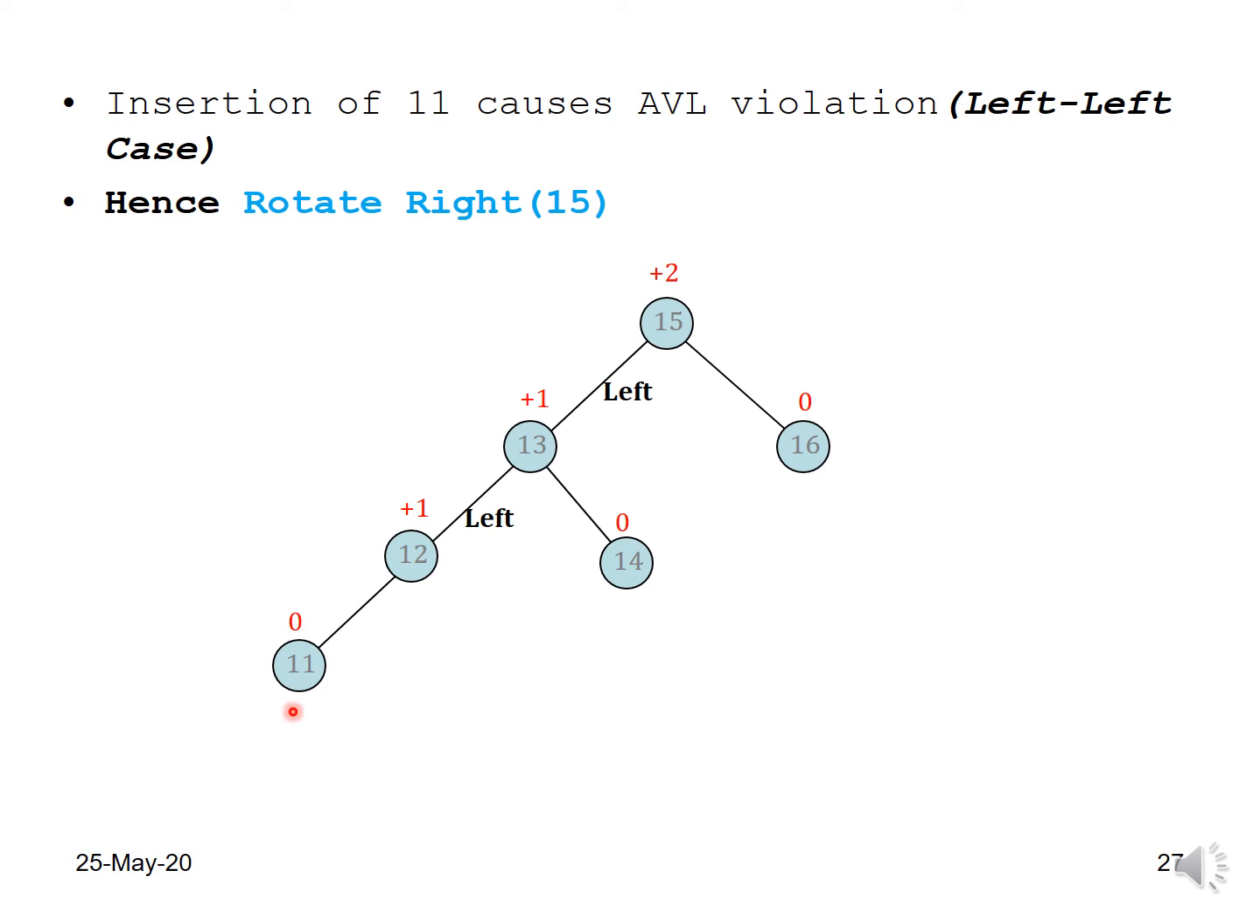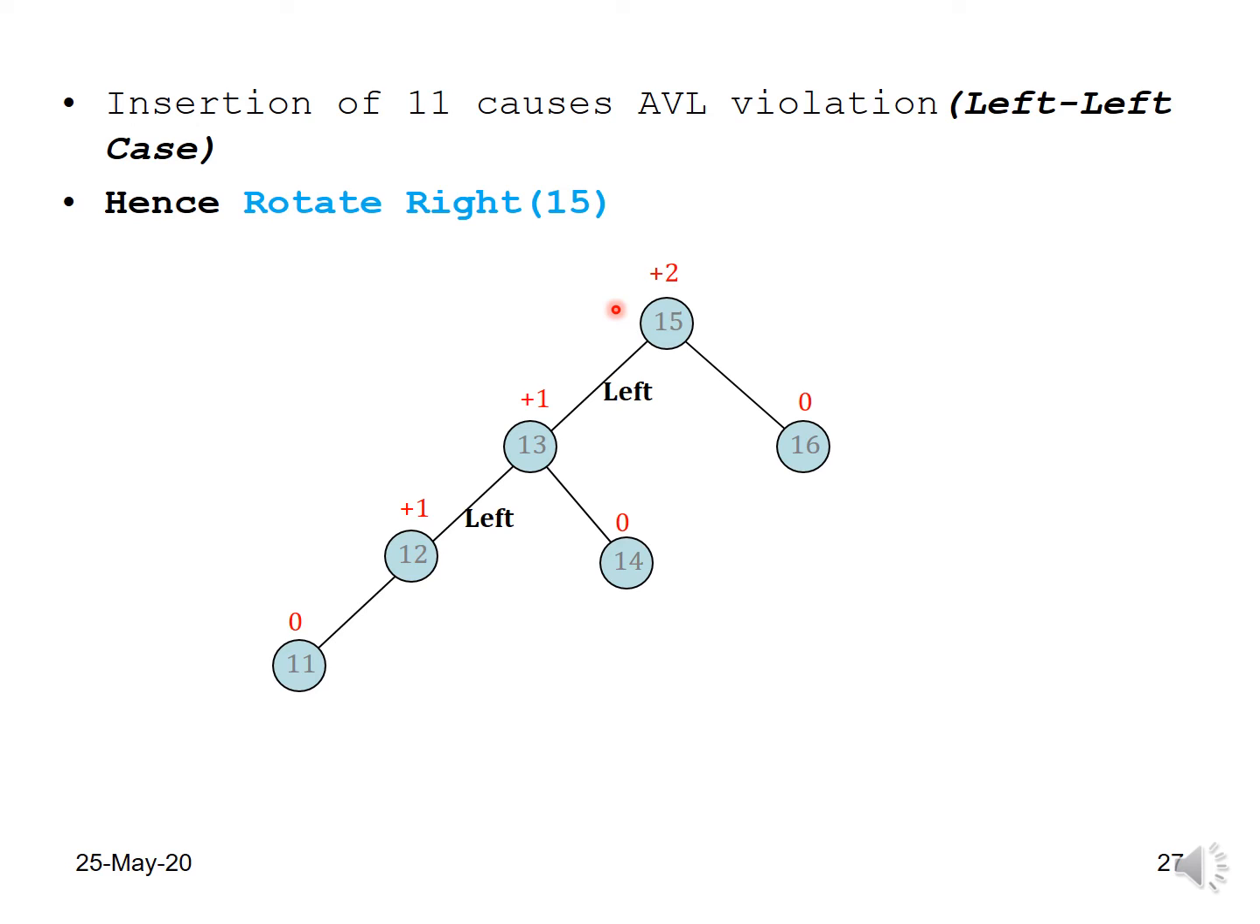So this 11 comes here after insertion because this is less than 12. Now we will recalculate the balance factor of all the nodes. The balance factor of these leaf nodes like 11, 14 and 16 comes out to be 0. And the balance factor of 12 is 1 minus 0, this is plus 1. And the balance factor of this 13 is 2 minus 1, this is plus 1. And the balance factor of 15 is 3 minus 1, this is plus 2.